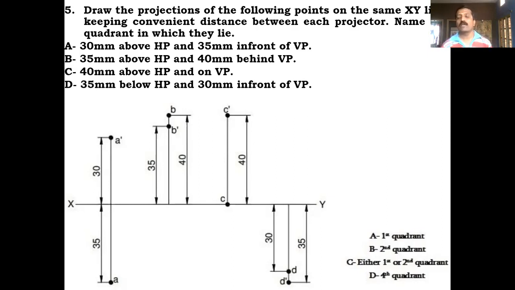First let me draw the projection. Above HP means it is front view information, 30 millimeter above HP. Correct? And above HP, while drawing the projection, we should draw above the XY line. So let me take 30 millimeter above the XY line, draw a small horizontal projector line and locate a point. We call that A dash because it's a front view. And the next information he has given is point A, 35 millimeter in front of VP.